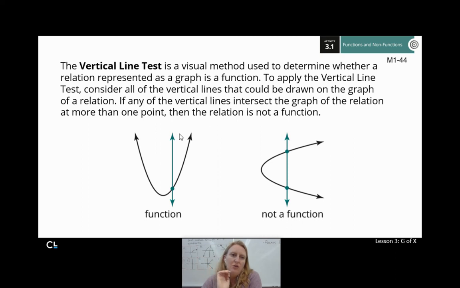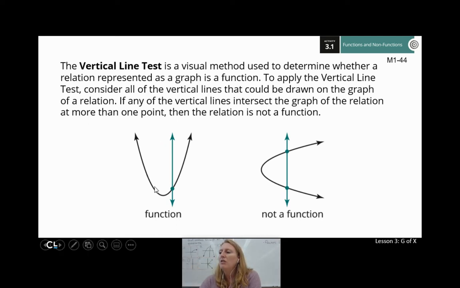To apply the vertical line test, consider all of the vertical lines that could be drawn on the graph of a relation. Anywhere you would draw a vertical line. If any of the vertical lines intersect the graph of the relation at more than one point, then the relation is not a function. To be a function, you only get one output. So any vertical line you draw should only intersect your graph once. If it intersects more than once, it's out, not happening.